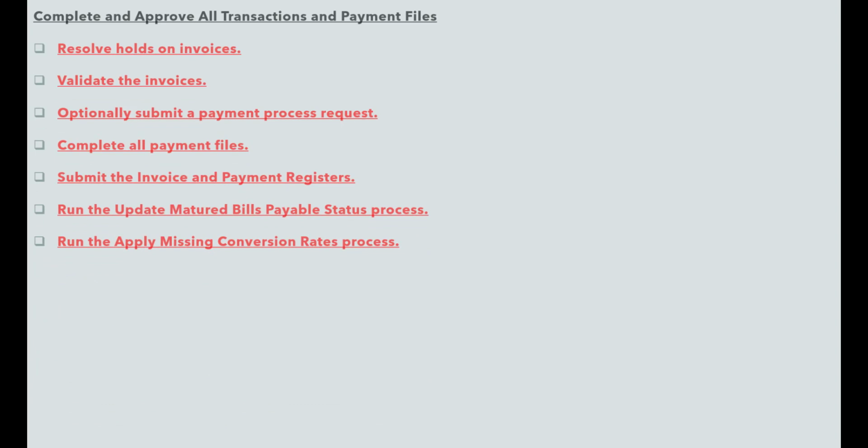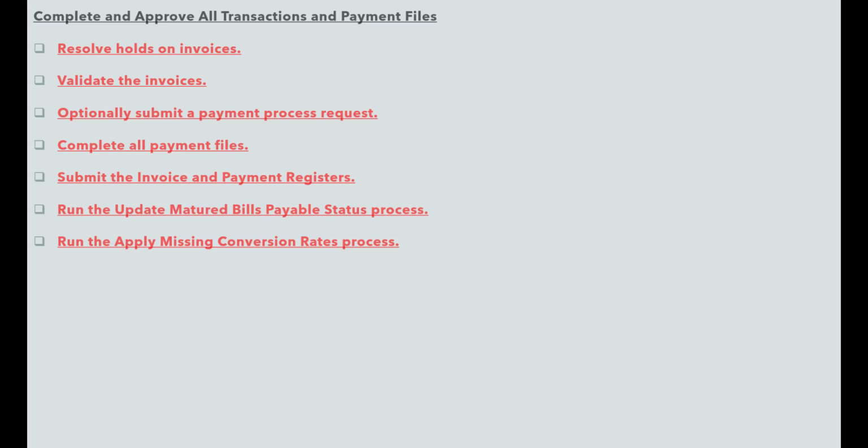To complete and approve all transactions and payment files, you have to resolve holds, validate, and submit a payment process request, PPR, which is optional. You have to complete all payments and submit invoice and payment registers. There are two standard reports: Payables Invoice Register and Payables Payment Register. You can submit both.